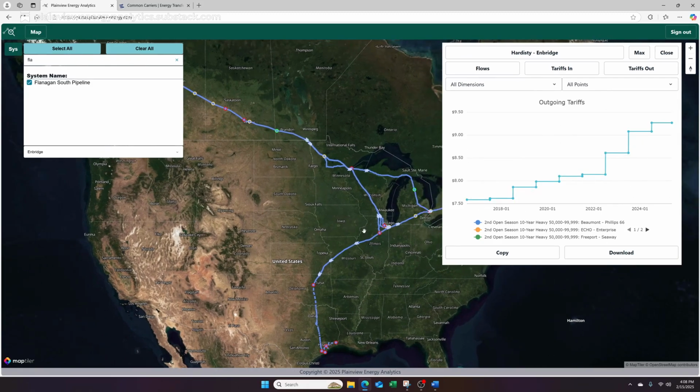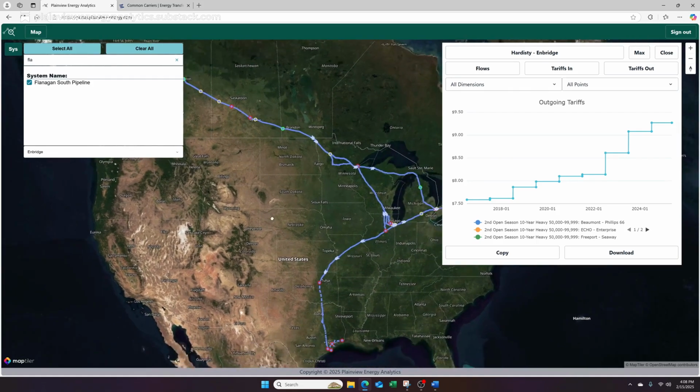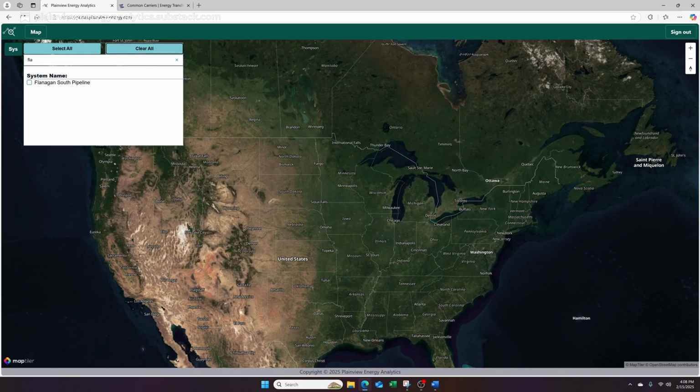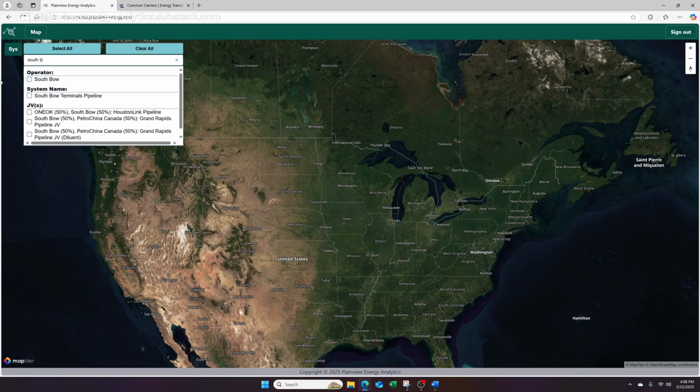If we're talking about dumping the oil in Patoka, I don't have the tariff loaded on the map yet. Enbridge is actually quite a bit cheaper. It's about $4.50, somewhere between $4 and $4.50 to get from the Edmonton Hardisty area down to the Chicago area. So that is quite a bit cheaper than this Gulf route. Maybe we see what South Bow has. I think I loaded some of these on here. Let's see what Keystone has.